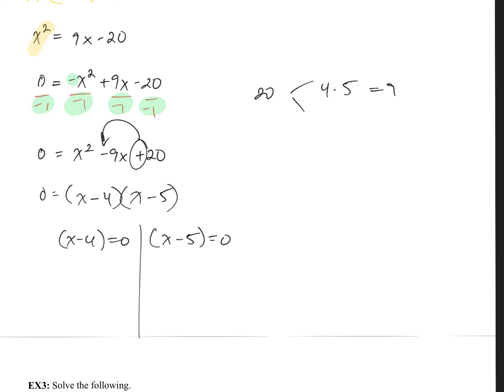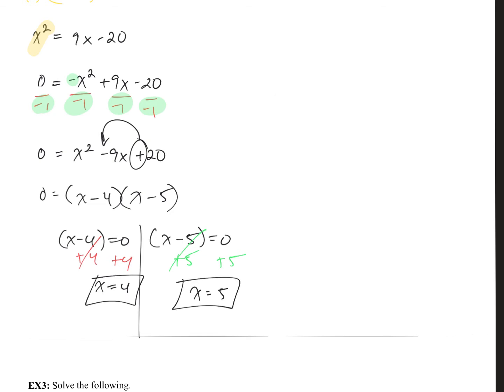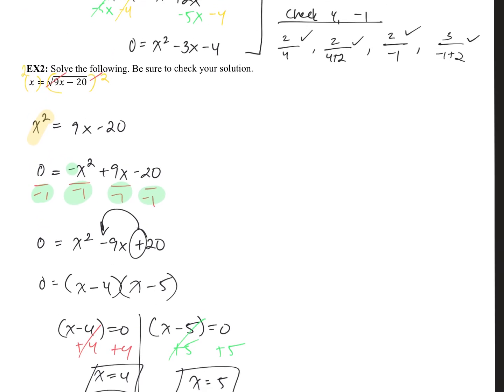And solving. So add 4 to both sides, and I get x equals 4. And the next one, add 5 to both sides. Once again, solving for x, and x equals 5. Are we done? Not really, because this was not originally a quadratic. This is a square root problem. So I need to check my answers to make sure they both end up making sense.